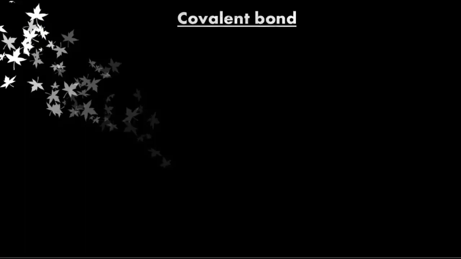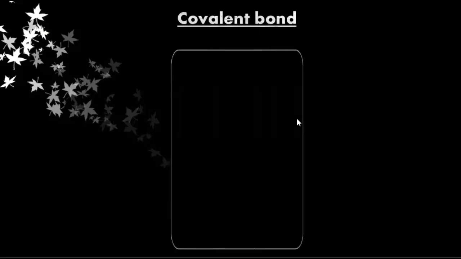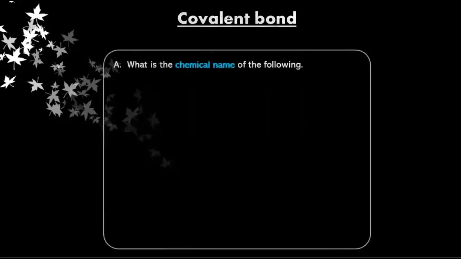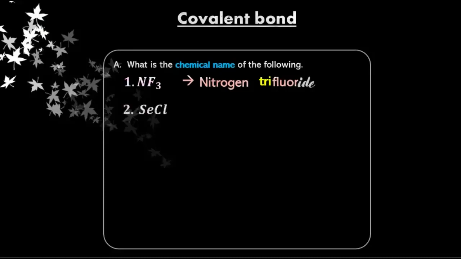Lastly, let's recall covalent bonding. What is the chemical name of the following? Given is the chemical formula. First example, we have NF3. So input first the prefix used. 3 is tri, and the element name for N is nitrogen. Tri, F is fluorine, the root name is fluor, and it ends with IDE. So the answer is nitrogen trifluoride.